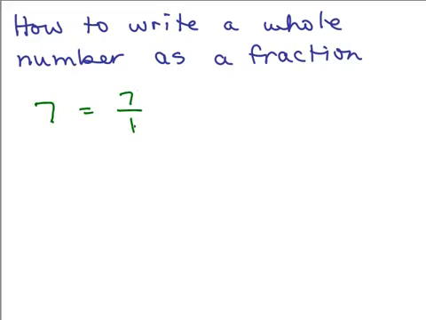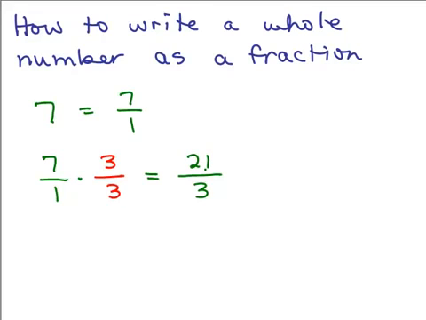Now once you've written it like that, we can make an equivalent fraction by multiplying the numerator and denominator by any number we want. So let's say you wanted to have a denominator with a 3 in the bottom. Then I can just multiply the 7 over 1 by 3 over 3, because that's the same thing as multiplying by 1, of course, since 3 divided by 3 is 1. And that way my fraction would be 21 over 3.